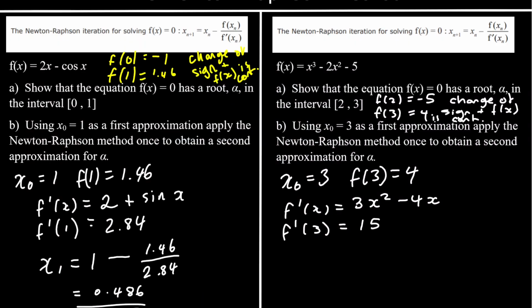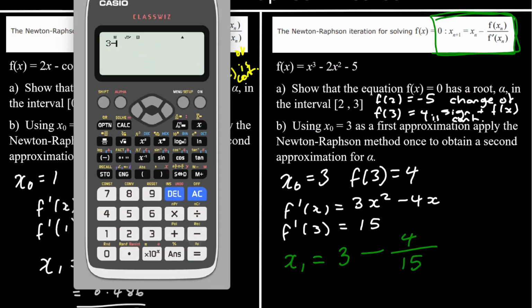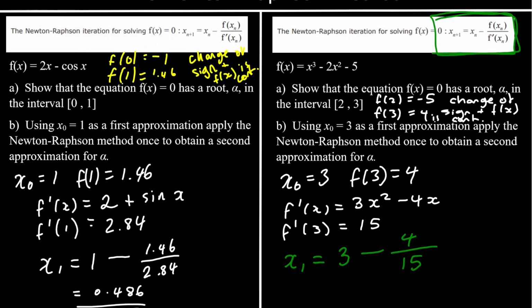So now we're just substituting into our Newton-Raphson method. Our next approximation is our first approximation, which was 3, take away f of 3, which was 4, over 3 into our gradient function, which was 15. So 3 take away 4/15 is 2.73 recurring.